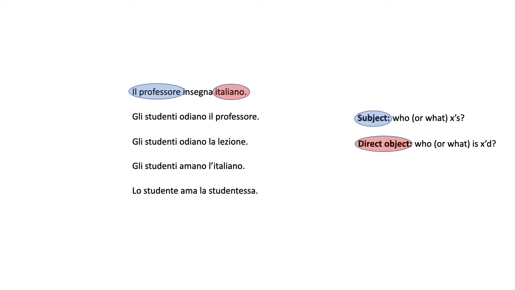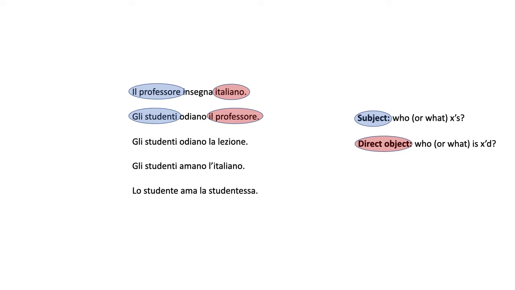Right? Second sentence, gli studenti odiano il professore. The students hate the professor. Who's doing the hating? The students, of course. So they are the subject. Who's being hated? The professor, of course. So il professore is the direct object, right? The students hate the professor.